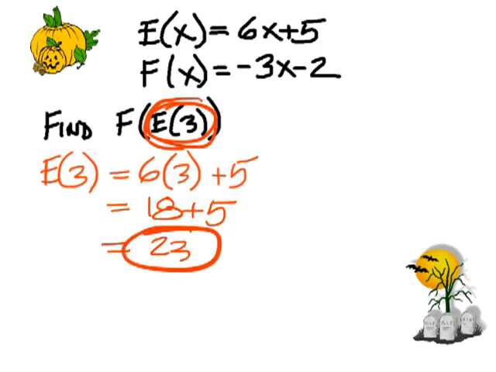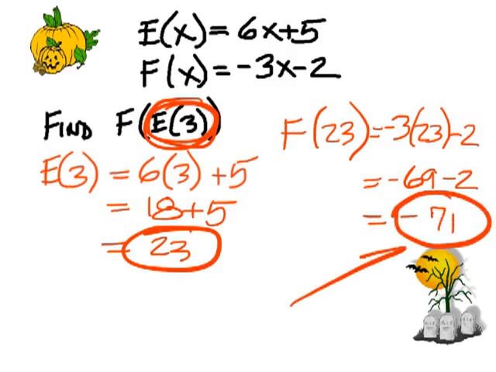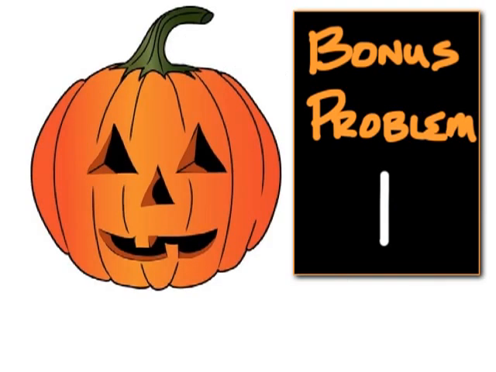This is not the final answer. It only represents this. So now you need f of 23, which is negative 3 times 23 minus 2. Negative 3 times 23 is negative 69 minus 2, which is negative 71. This is the final answer. Bonus problem number 1.